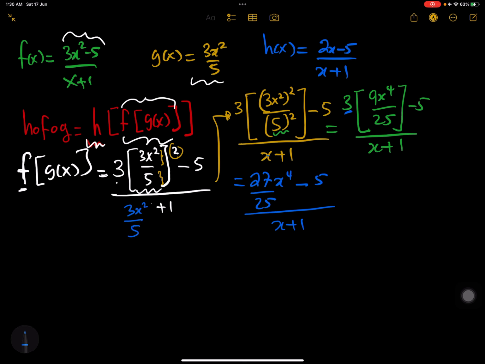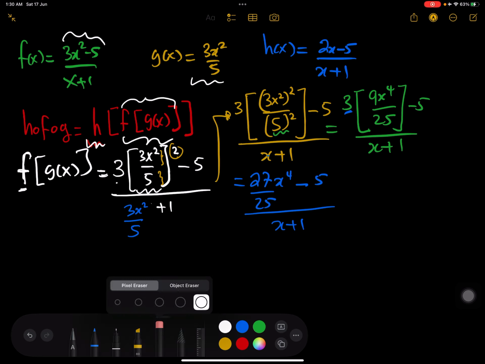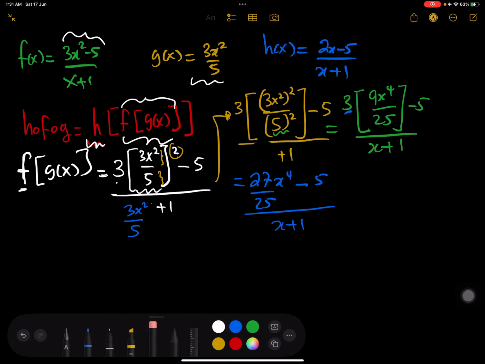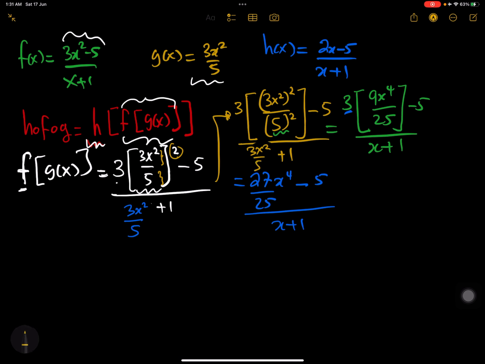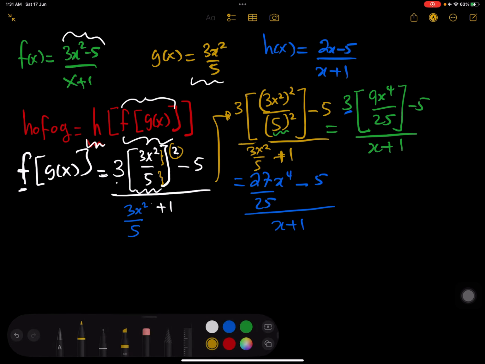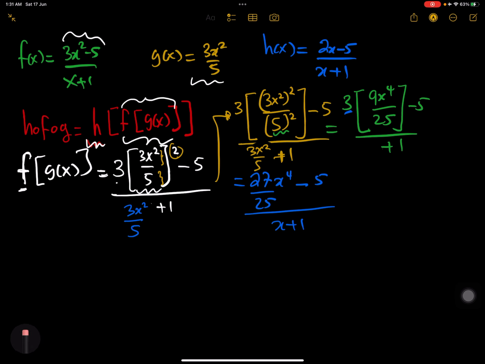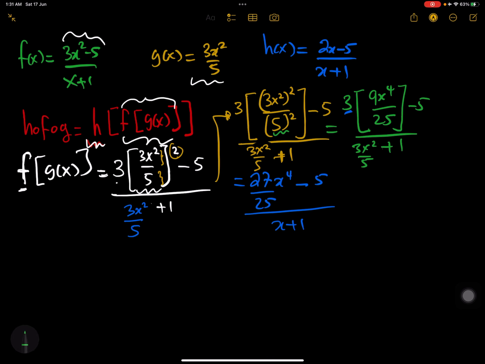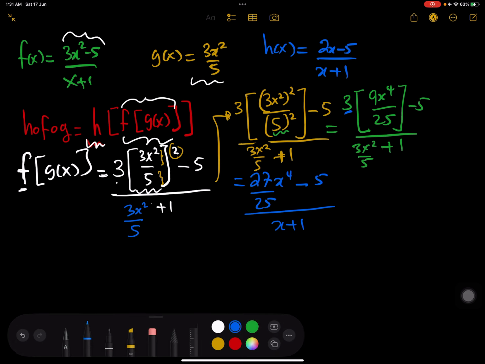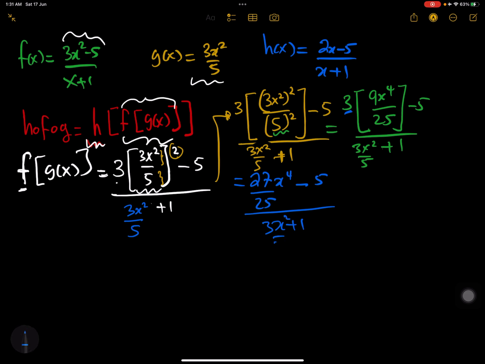So here is also going to be 3x squared. That will be 3x squared over 5 plus 1. And the same applies to here. It's going to be 3x squared over 5 plus 1. So here is also 3x squared over 5 plus 1.